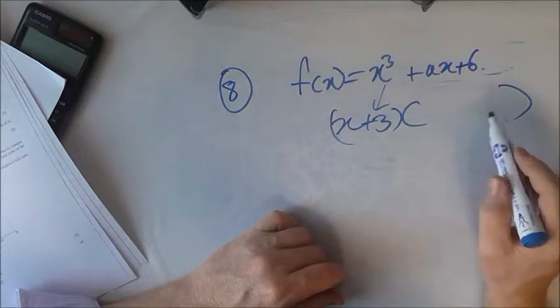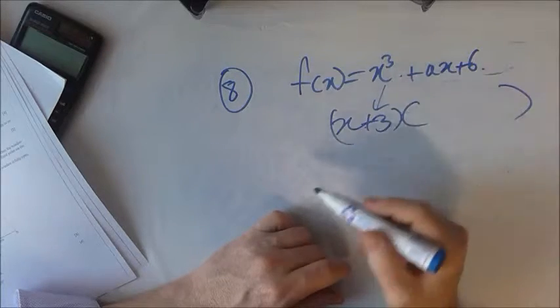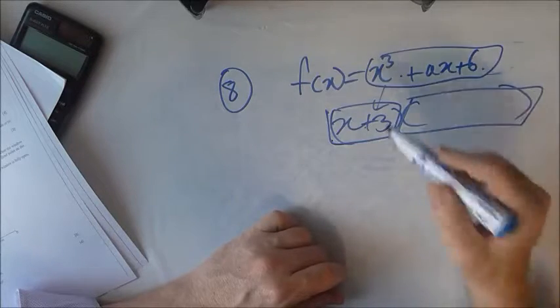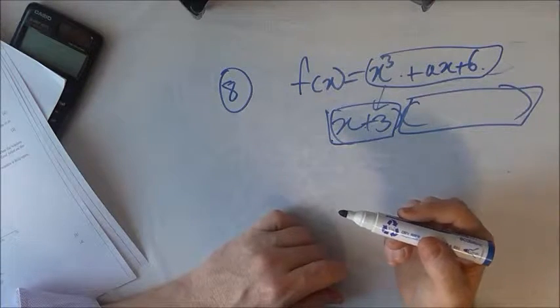All I'm doing there is explaining what it means to say that that is a factor of that. It just means that you could factorise this by writing this next to something else as a product. Now, find the value of a.